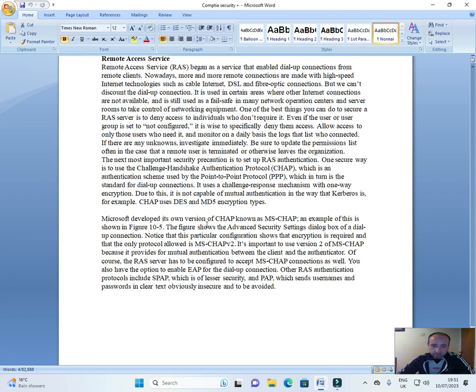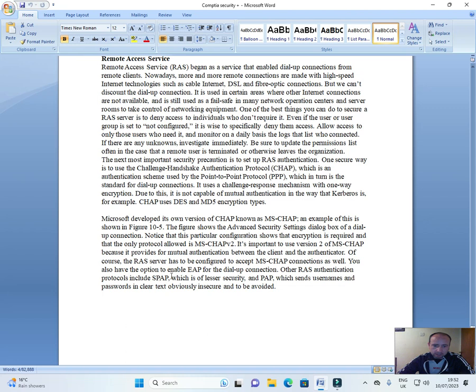Microsoft developed its own version of CHAP known as MS-CHAP. An example of this is shown in figure 10.5. The figure shows the advanced security settings dialog box of a dial-up connection. Notice that this particular configuration shows the encryption is required and that the only protocol allowed is MS-CHAP v2. It is important to use version 2 of MS-CHAP because it provides for mutual authentication between the client and the authenticator. Of course, the RAS server has to be configured to accept MS-CHAP connections as well.